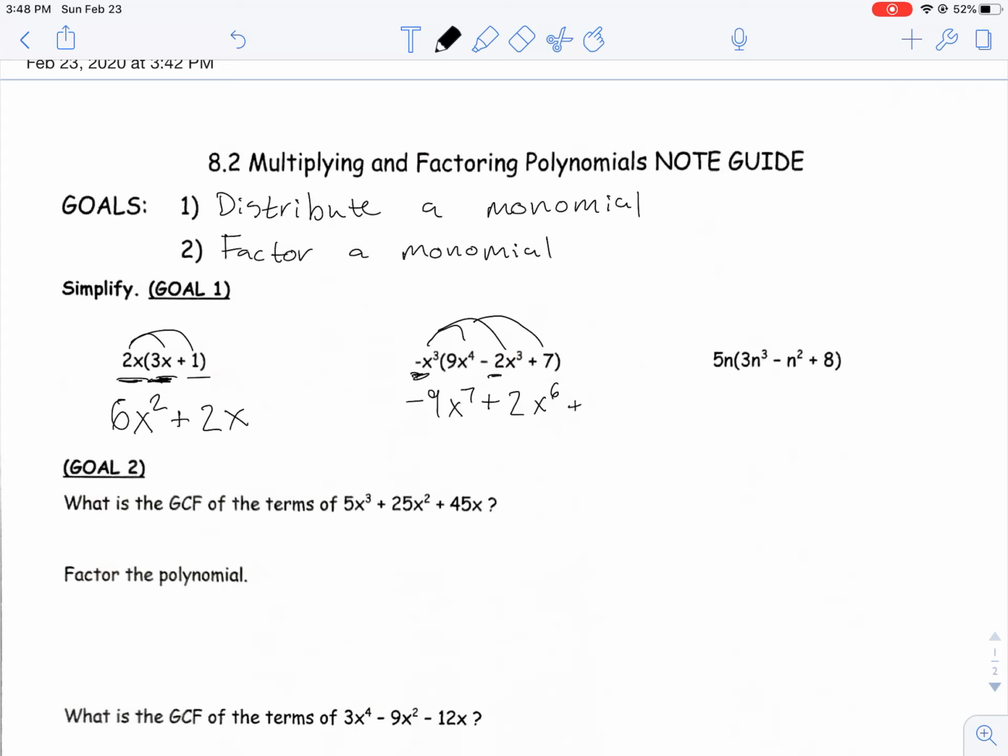And then our last one here, negative 1 times 7 is a negative 7. So I actually am going to need to erase that plus sign on this one. Because negative 1 times 7 is negative 7. And then we still have that x to the 3rd there that we're just going to have tag along. Okay, so that's the second one.